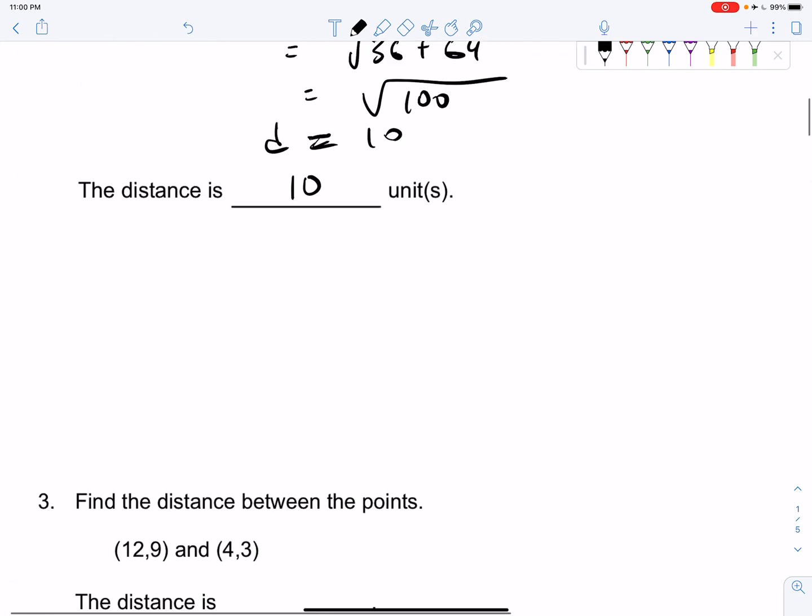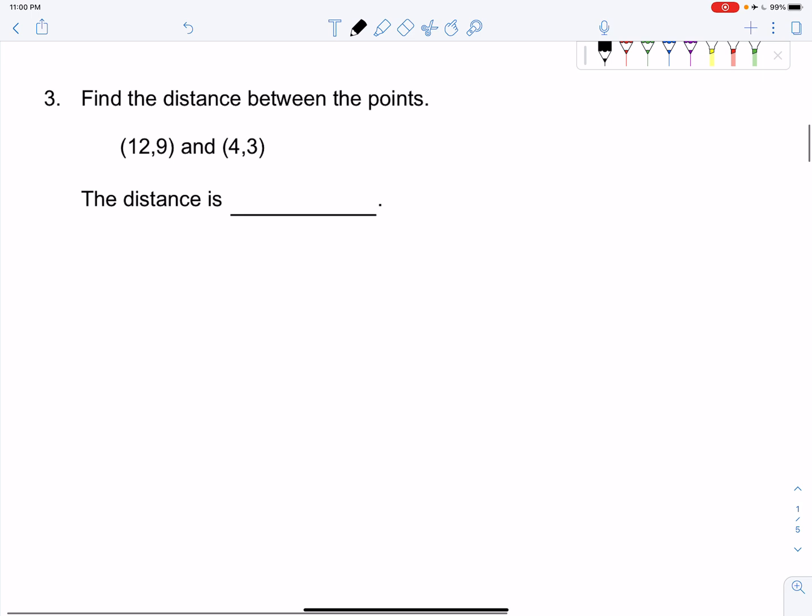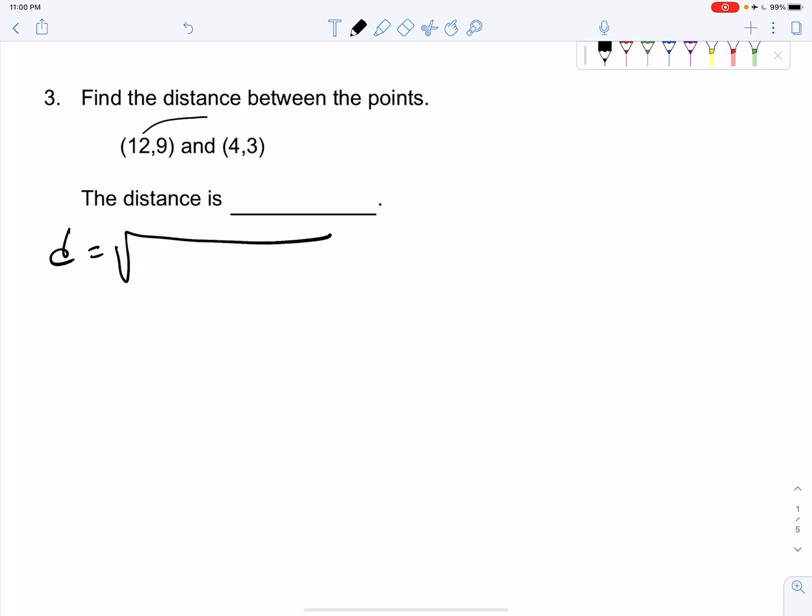So the answer to that last problem is 10. Let's do this again. Find the distance between the 2 points. Okay, well, we've got this great formula. It is just going to be the distance equals the square root of the difference of the x's, so I'm just going to go in this direction. So it's going to be 12 minus 4, and that gets squared, plus, I have to go in the same direction, 9 minus 3 squared. Well, 12 minus 4 is 8 squared. And 9 minus 3 is 6 squared.